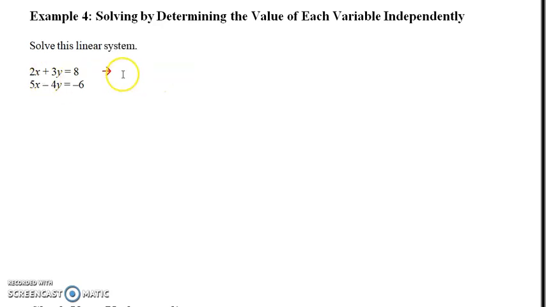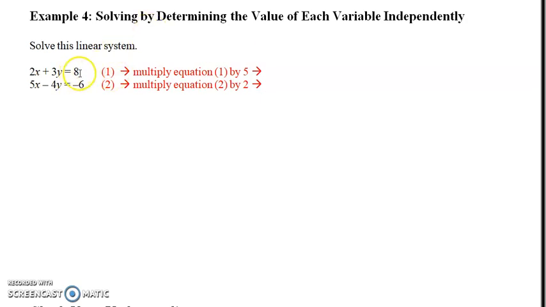So in the first one here, we'll notice that the x coefficient is 2 and the x coefficient is 5. So we're going to have to multiply, name the equation first, obviously. So what we'll do is we'll multiply equation 1 by 5, right? That'll give us 10x, and then do the second equation. We're going to multiply equation 2 by 2, right? And that'll give us the 10x in both, and that's what we want, okay?